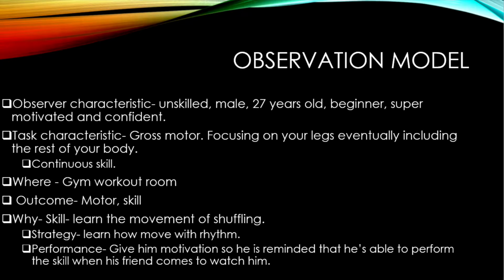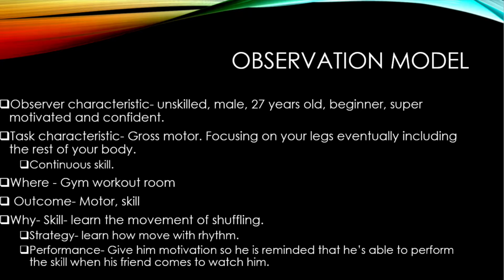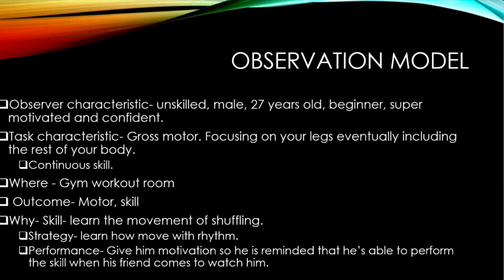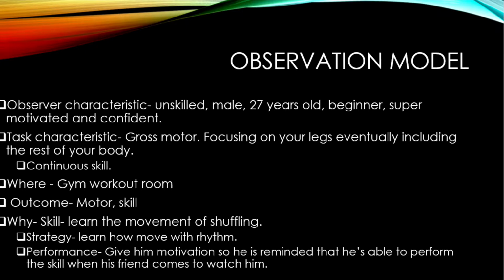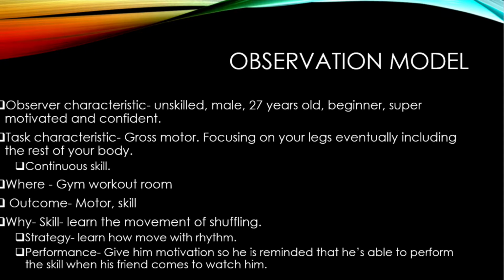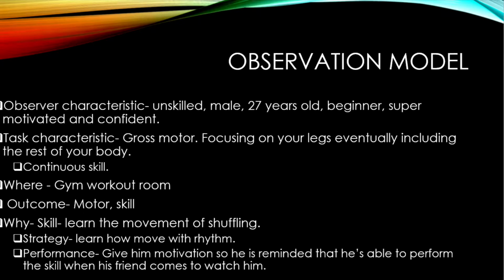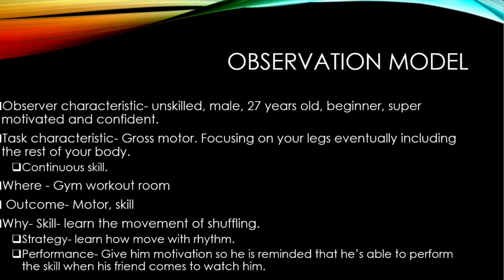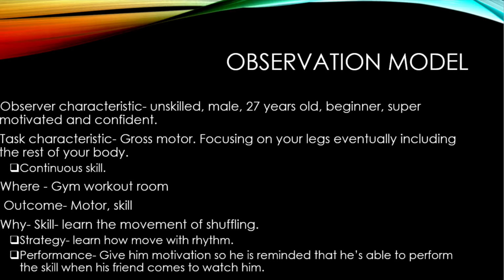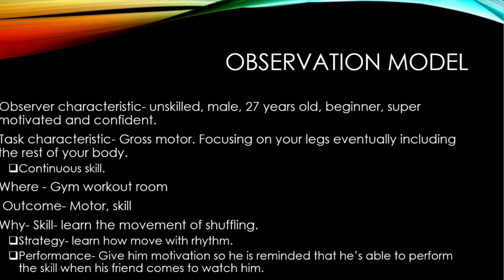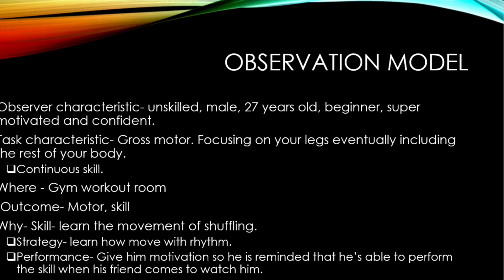Observation model. Observer characteristics. Here we have an unskilled male who's 27 years of age in the beginner stage, in which he's super motivated and confident to complete the skill. Task characteristic. Here we have a gross motor skill, as we're focusing on his legs, eventually including the rest of his body. Continuous skill. Where? We have it here in a gym workout room. Outcome, motor skill. Why? Skill, to learn the movement of shuffling. The strategy is to learn how to move with rhythm. Performance, give him motivation so he is reminded that he's able to perform the skill when his friend comes to watch him.